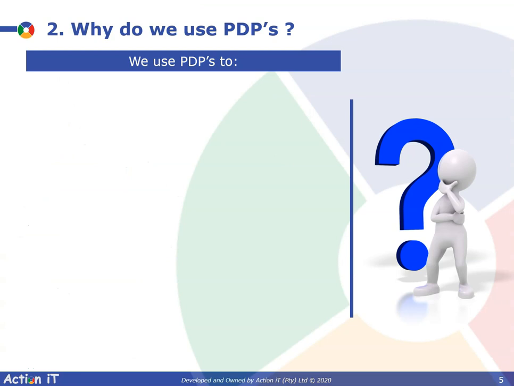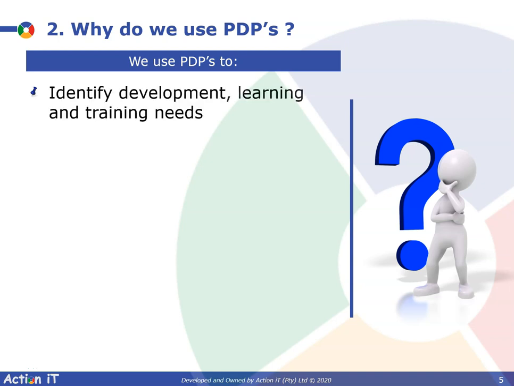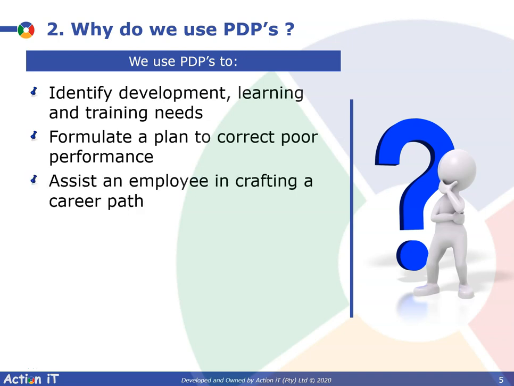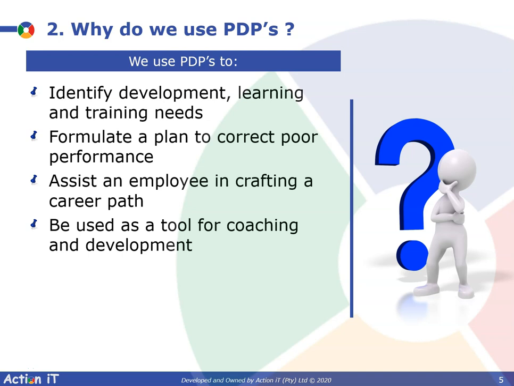But you ask the question, why do we use PDPs? PDPs are used to identify the learning, development, and training needs of the employees to enable them to achieve the requirements of the specific jobs and long-term career aspirations. Action plan the steps that need to be taken to correct poor performance. Assist employees in creating a formal career path to reach their career aspirations. PDPs are useful tools to facilitate coaching and development initiatives.